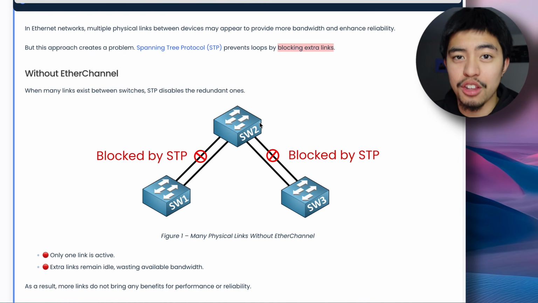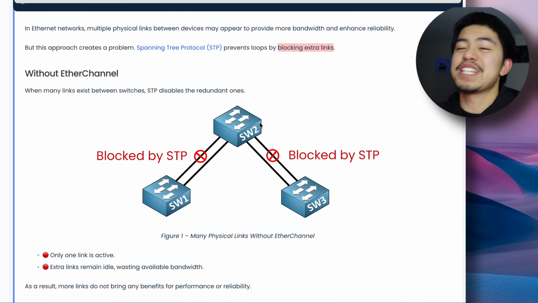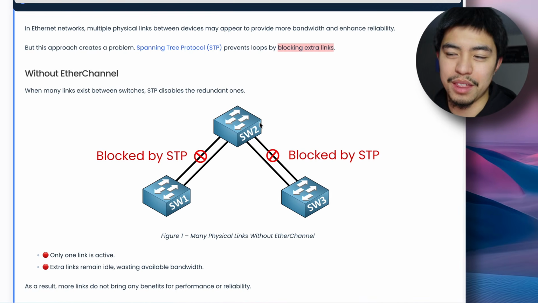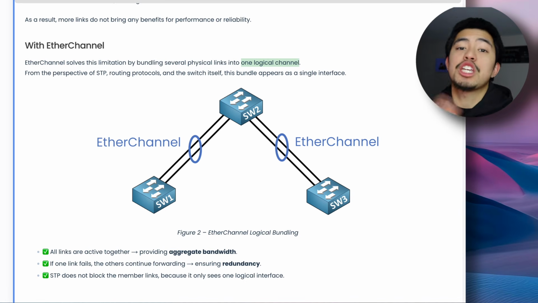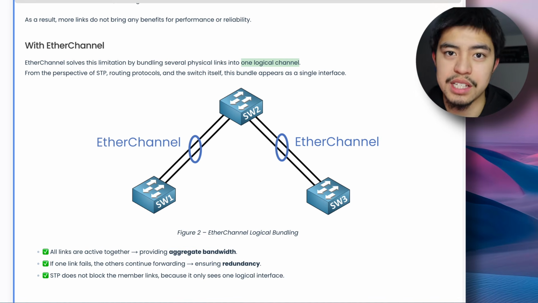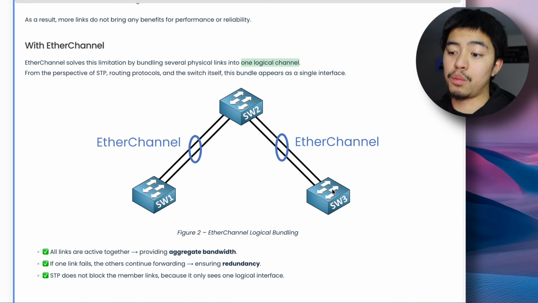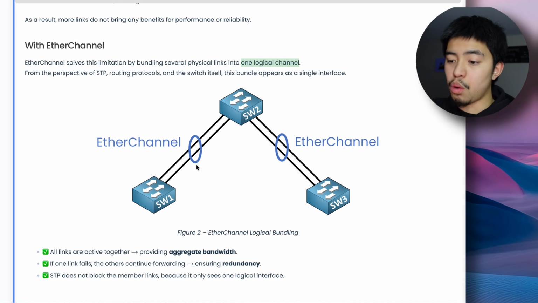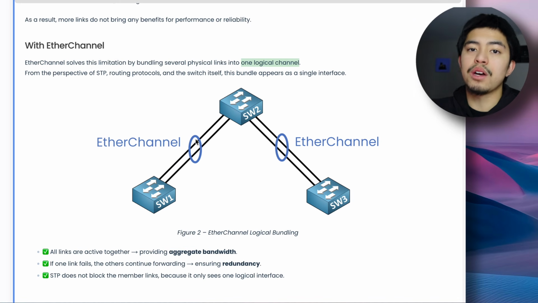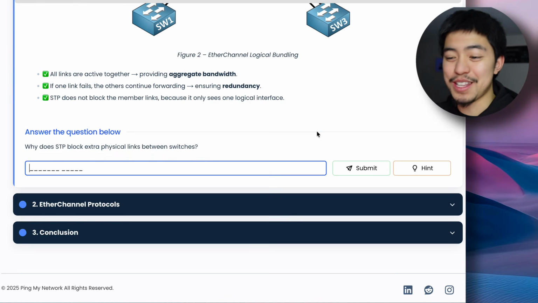The only way to enable another link would be to shut down the working link so that another link can take over. Well, that's not really helpful when we're trying to get more bandwidth. This is where EtherChannel comes in. This huge limitation is solved because EtherChannel allows you to take multiple physical links into one big logical link. So if we have the same topology, but we use EtherChannels, STP won't block the redundant links because it really only sees one link. So this is how we're able to increase the bandwidth and redundancy of trunk links connecting switches.